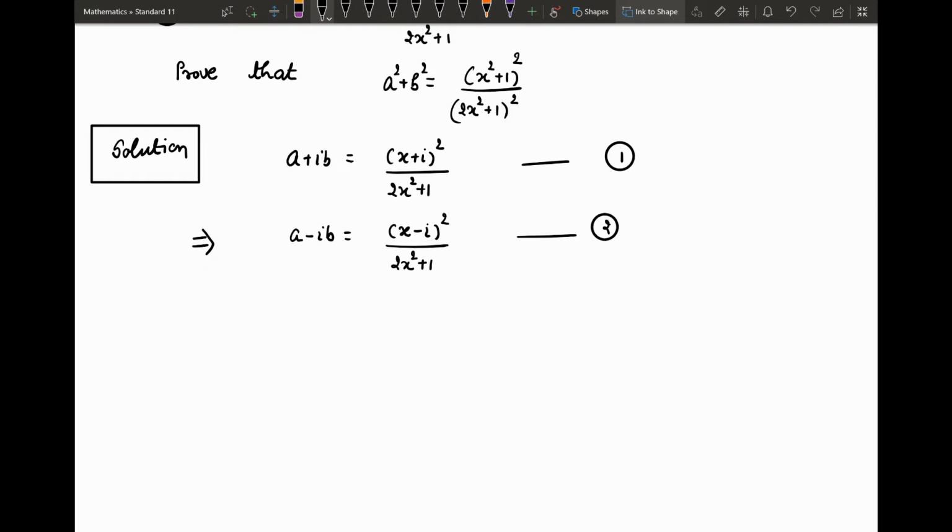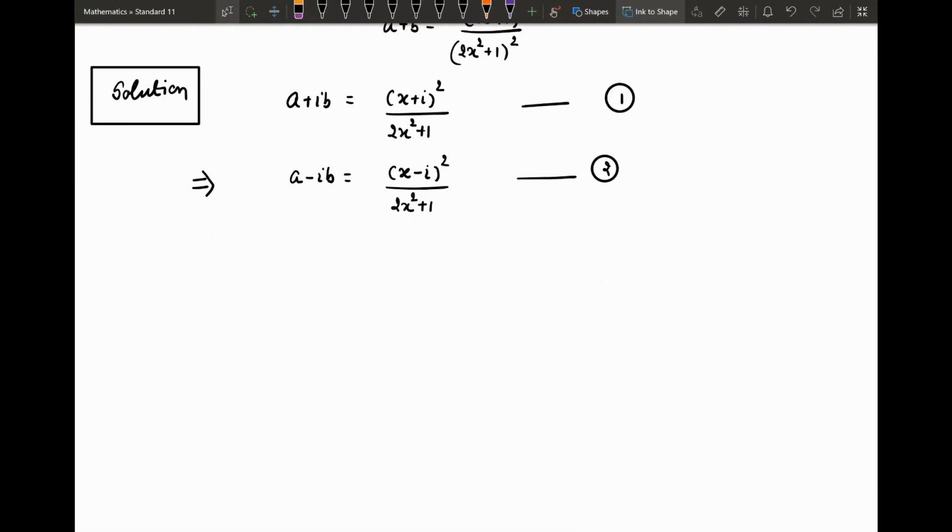Now taking multiplication of corresponding sides.